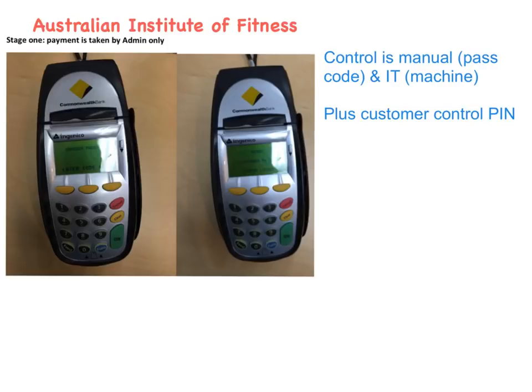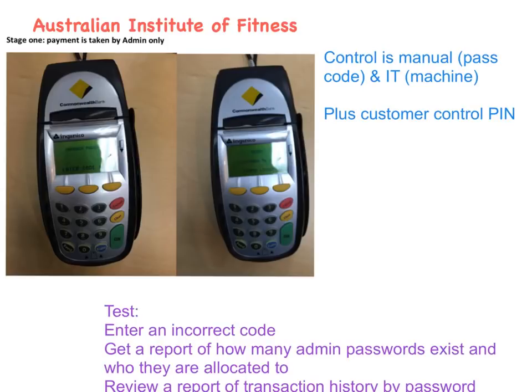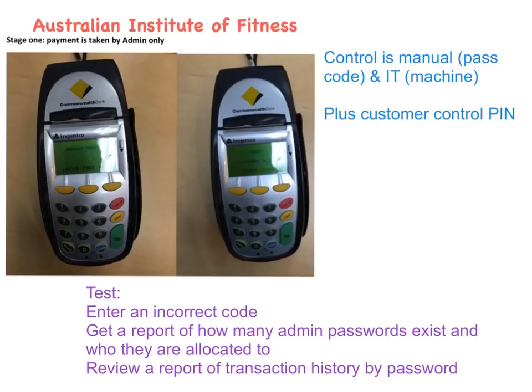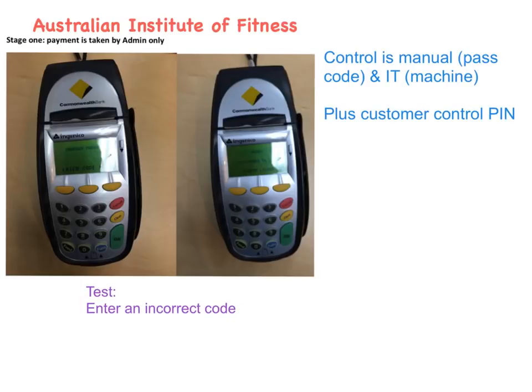Now, how would I test that this control is working correctly? What could I do to check that the admin manager thing? Enter a wrong code. Yes. So we could try to enter an incorrect code. All right, I'll make this a bit smaller because I'm going to run out of space otherwise. All right, so we could enter an incorrect code.